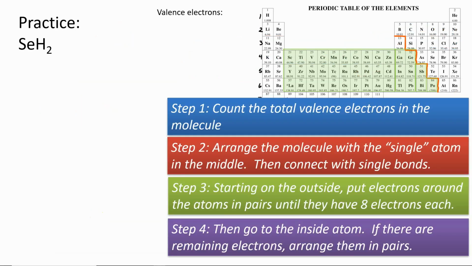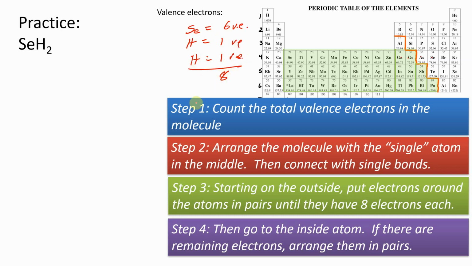Okay, so let's try another one. We're going to do SeH2. So I want you to add up the valence electrons and type them in here. Let's make sure that we agree. Se should have, let's see, 1, 2, skip the middle, 3, 4, 5, 6, should have 6 valence electrons. Each H should contribute 1 valence electron. Okay, now that we know what our total is, I want you to draw the Lewis structure and answer this question.